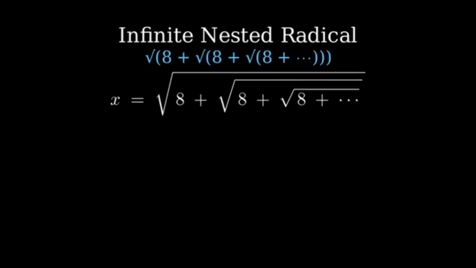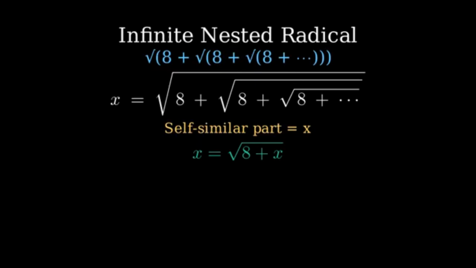First things first, because the nesting goes on forever, and every layer is identical, the entire infinite expression must equal some fixed value. Let's call that value x. Notice that inside the first square root, after the 8, we have the exact same infinite expression again. That means the thing inside is also x. Therefore, we can write the self-consistent equation x equals the square root of 8 plus x. That is the key insight.